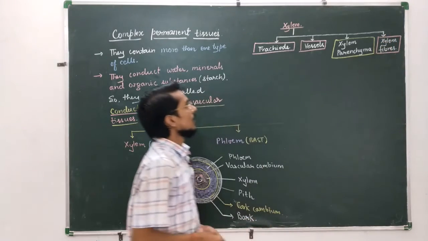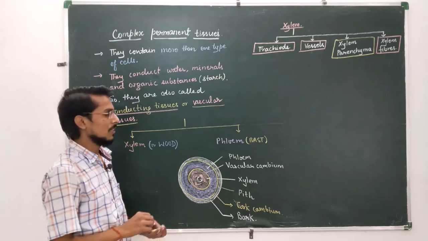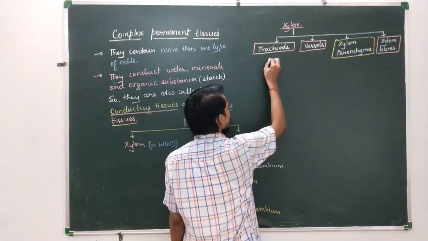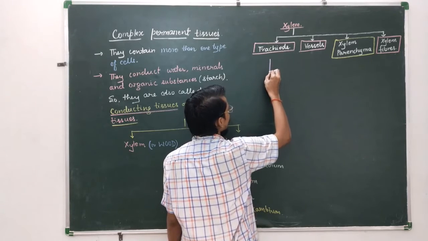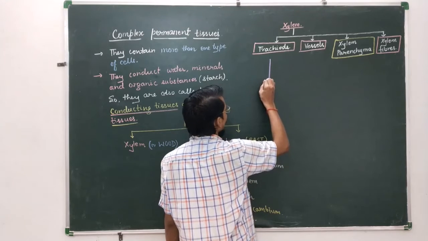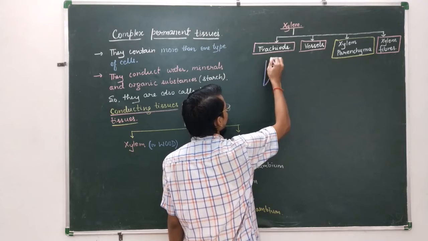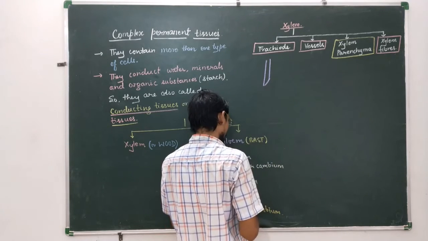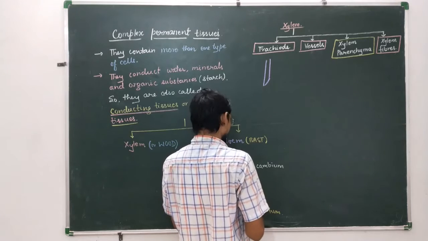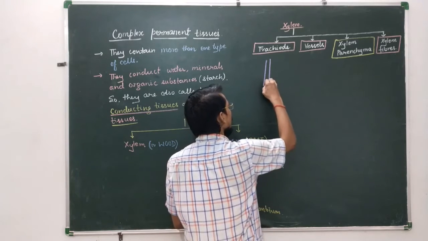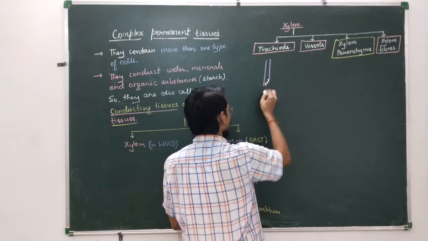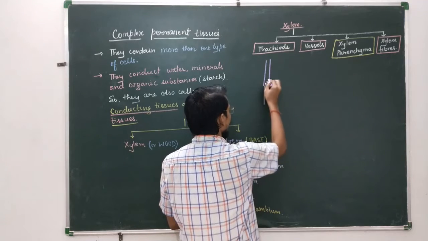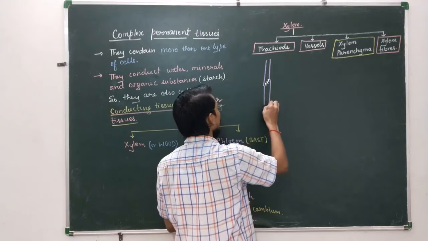Okay. Now tracheids. First one is tracheids. Let us see the shape of tracheids. They are elongated cells which are angular, and the adjacent walls of these cells have narrow pits. Okay.